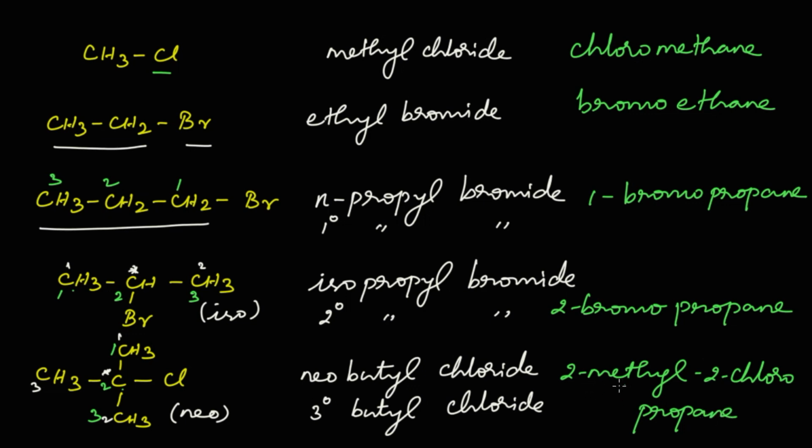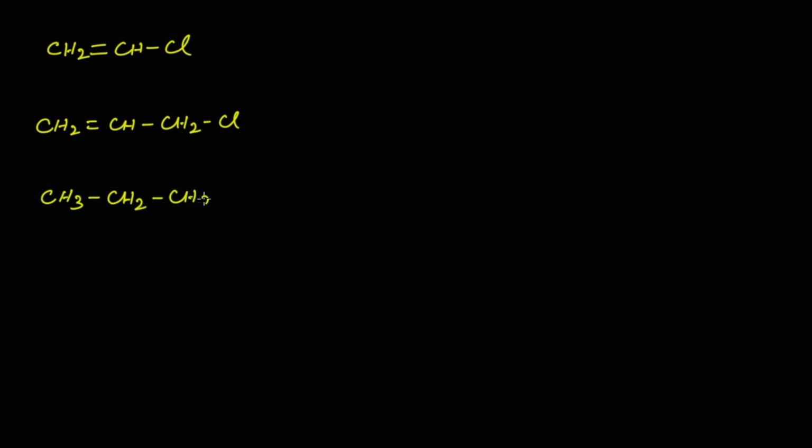So the IUPAC name of this compound is 2-methyl 2-chloropropane. Come on, let's learn some other structures. CH2=CH-Cl, and CH2=CH-CH2Cl, CH3, CH2 CH2 F, which is known as fluorine, and CH2Cl2, CHCl3, CHI3, CHBr3. Come on, let's give the common name for these compounds.